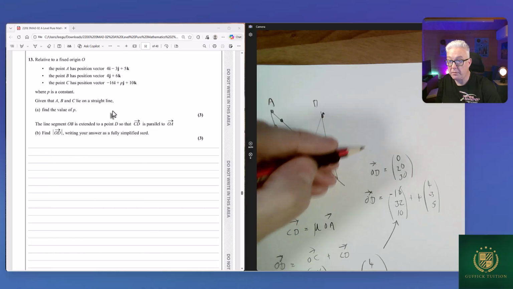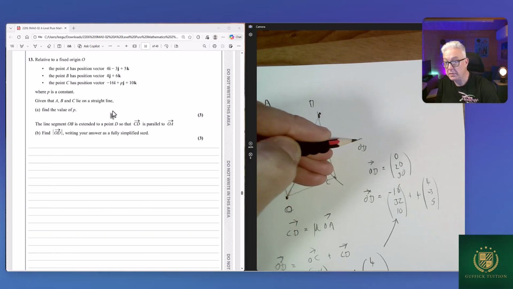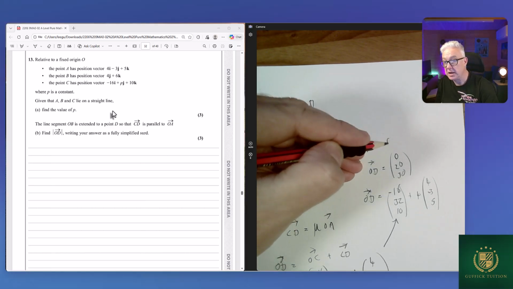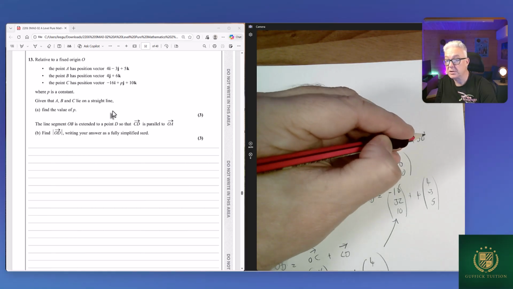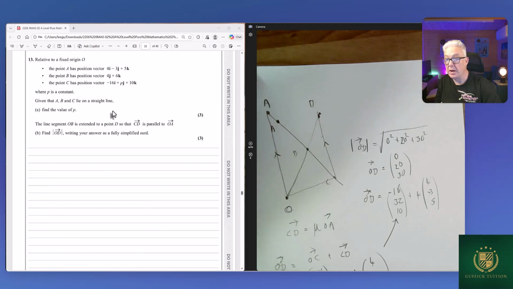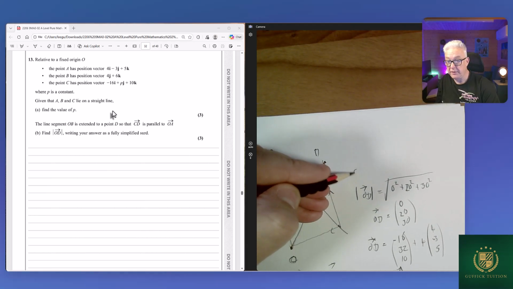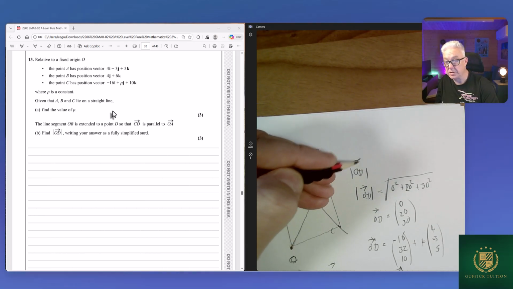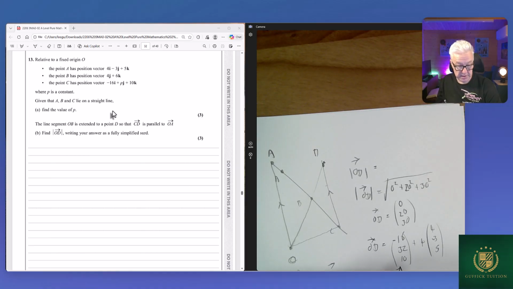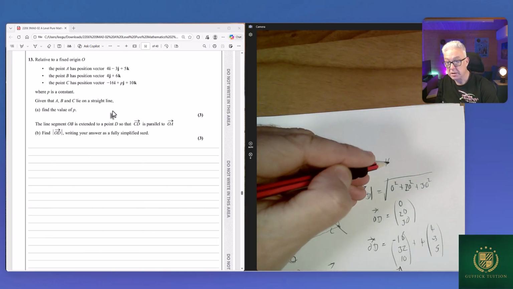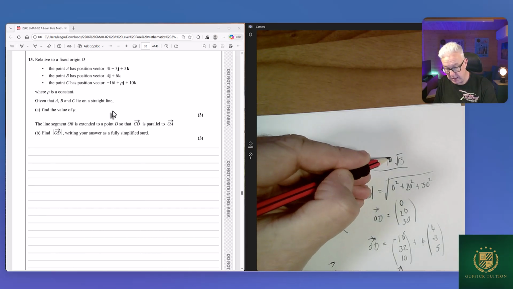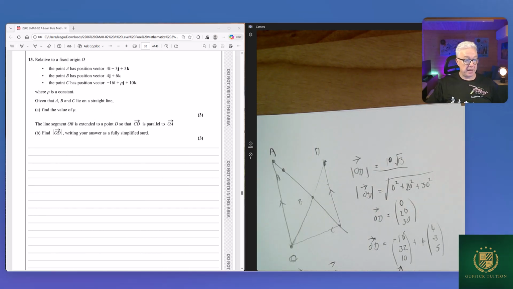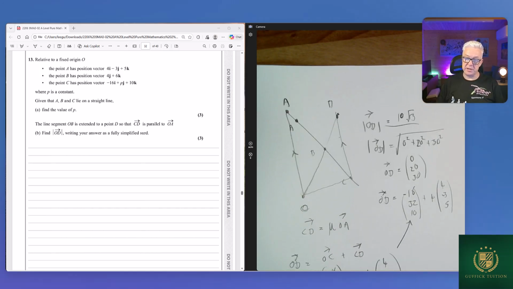So our magnitude of O to D is going to equal nothing squared add 20 squared add 30 squared, and that whole thing square rooted. So when we work that out, O to D turns out to be 10 root 13. That's a 10, not a 6. So 10 root 13, and that's our answer for that one. Personally, I thought that was definitely tricky.